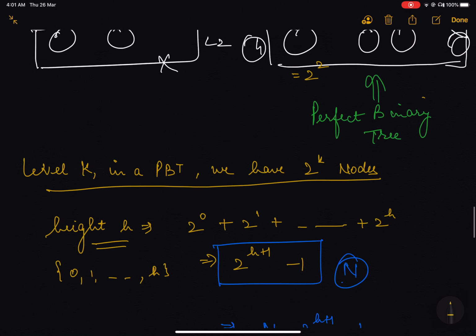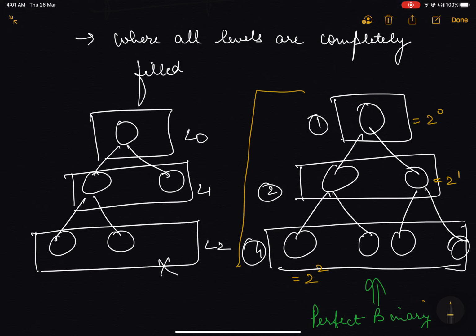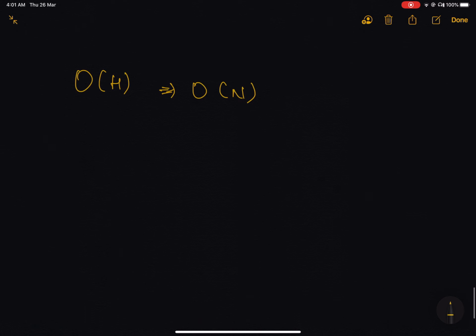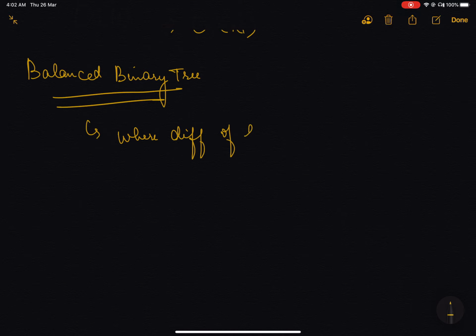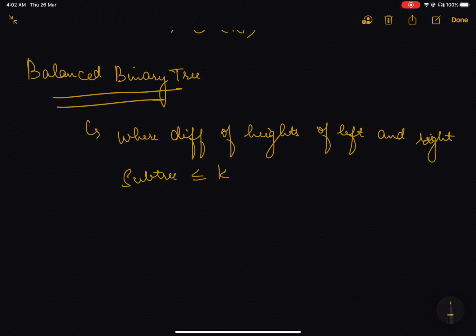What we saw in the complete binary tree or a perfect binary tree was that the trees were quite balanced. What I mean by balanced is that the heights on both the left and right sides were almost similar. Let us formally define a balanced binary tree now. A balanced binary tree is a binary tree where the difference of heights of the left and right subtree is less than or equal to k. In most cases, the value of this k is equal to 1.